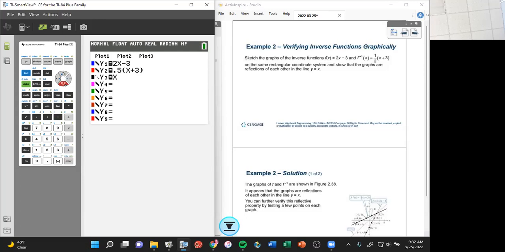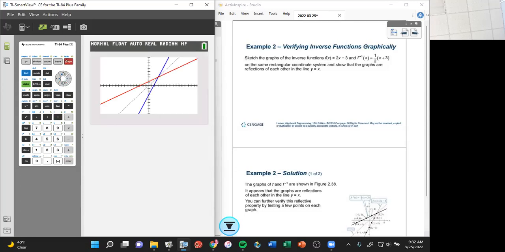Did I type it right? Everything look good? Okay. What do you think? Do they appear to be inverses? Okay, so graphically, we did this by looking at the graphs. That's what it means by graphically. Okay.